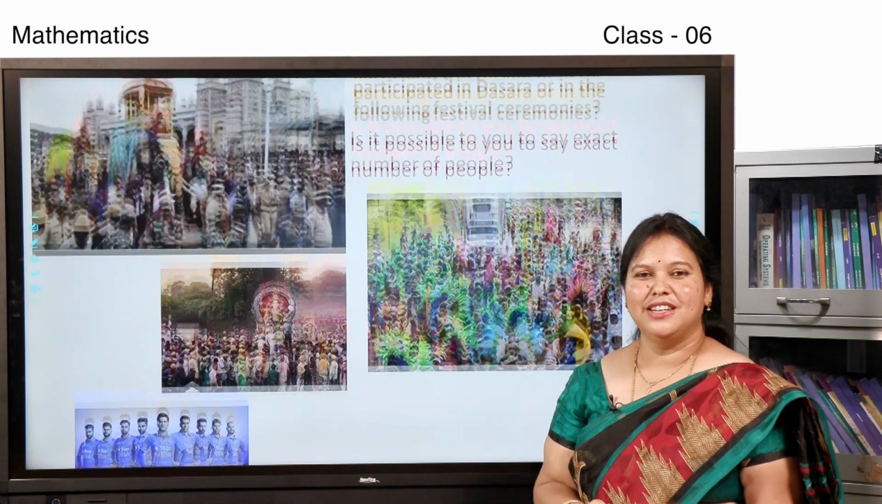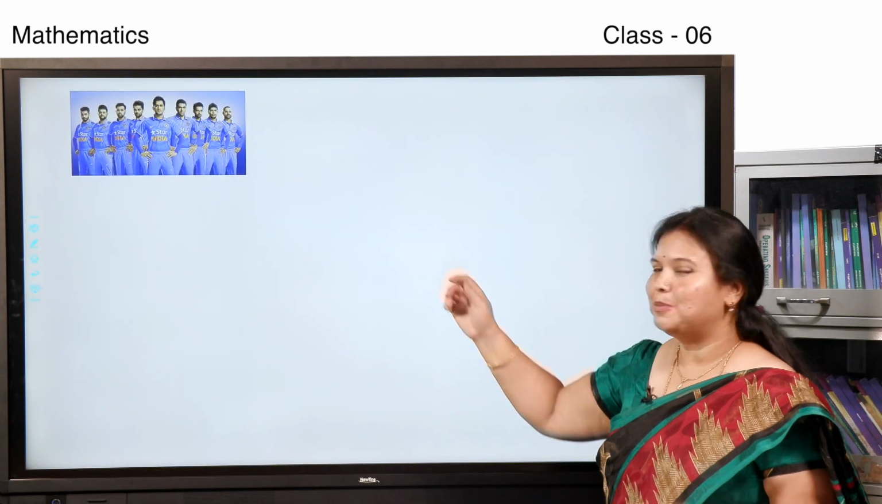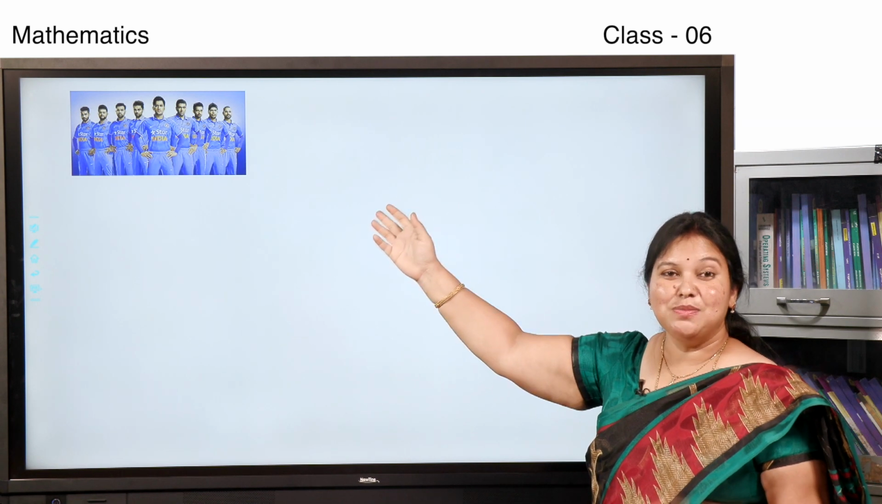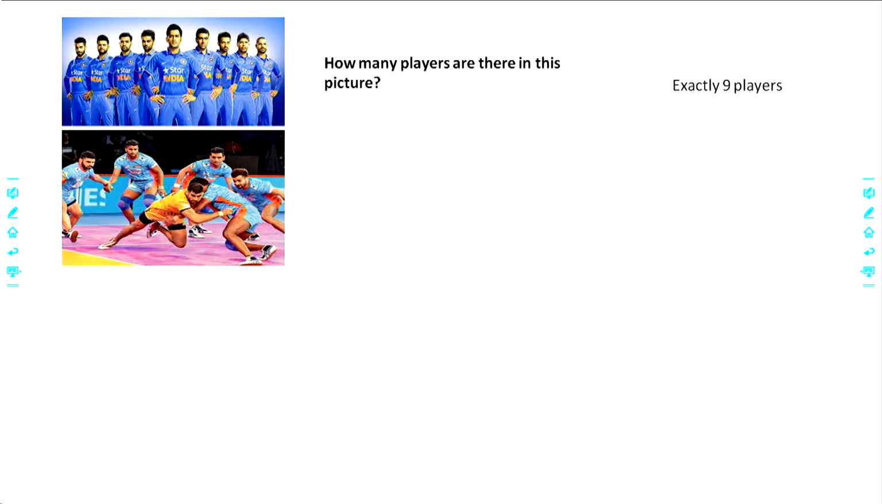Yes, let us see the next picture. In this picture, you are seeing a team of cricketers. They are our well-known heroes of cricket. If I ask you how many players are there in this picture, can you say? Yes, you can easily count and say exactly 9 players are there. The next picture shows Kabaddi players. So, here in this, how many players are there? Tell me. Absolutely correct. It is also very easy to count and say.